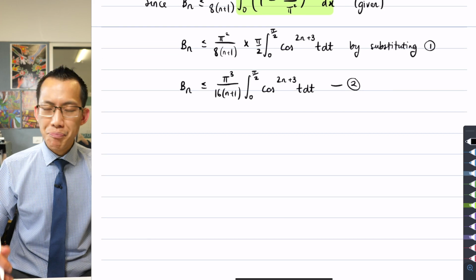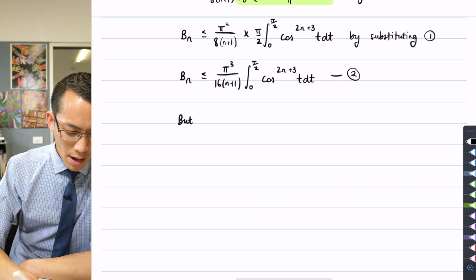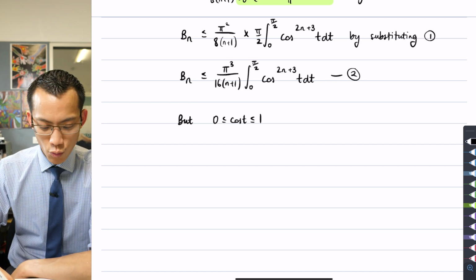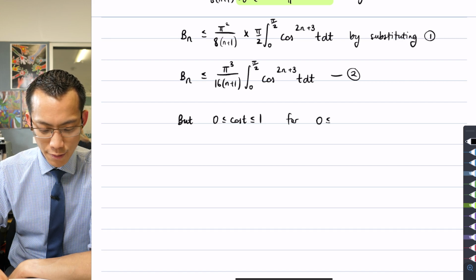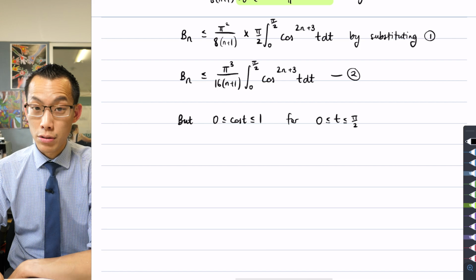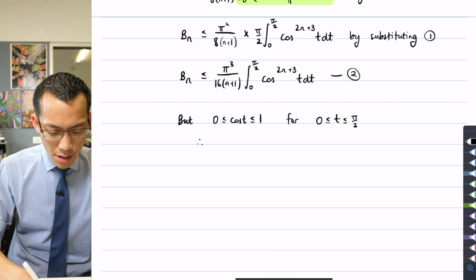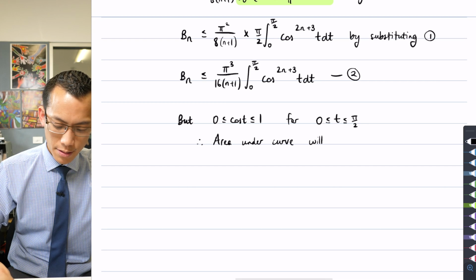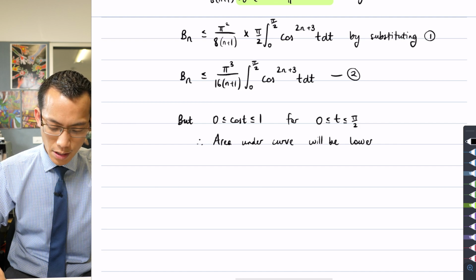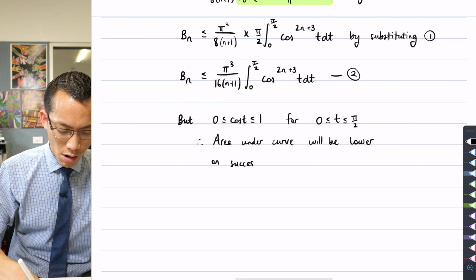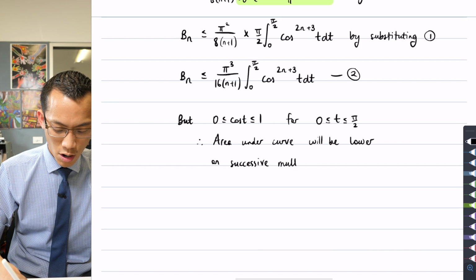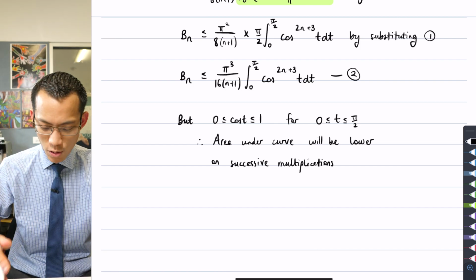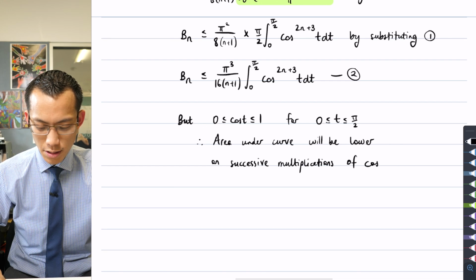So how do I reason that? What I would say is, I'm going to say that cos t is going to be between 0 and 1 for this particular domain, right? From t to pi on 2, right? Therefore, the area under a curve will be lower on successive multiplications of cos t, because you're multiplying by something that can either be the same size or smaller, right? So I'm going to say of cos t, right?